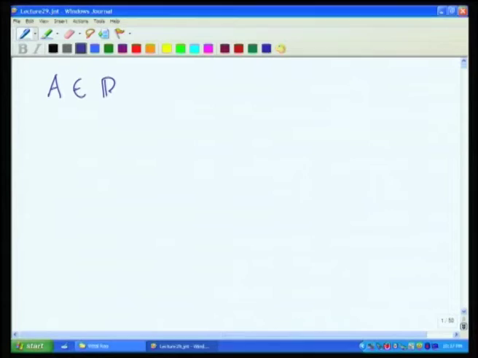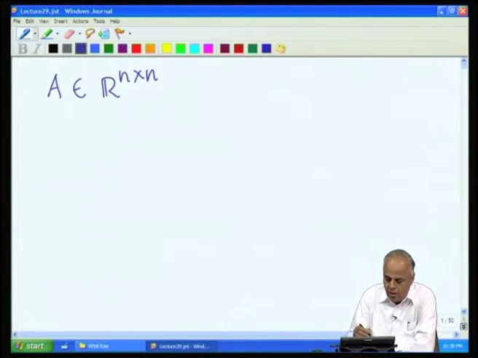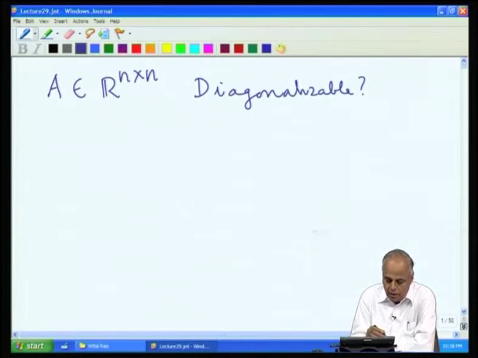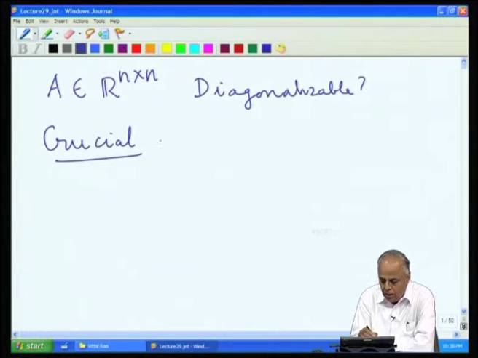We have been looking at the notion of diagonalizability of a matrix A in R n cross n. That is, we have looked at a matrix A which is n by n and all its entries are real. We are looking at the notion of the diagonalizability of that matrix. We found the crucial thing for answering this question is the notion of eigenpairs.